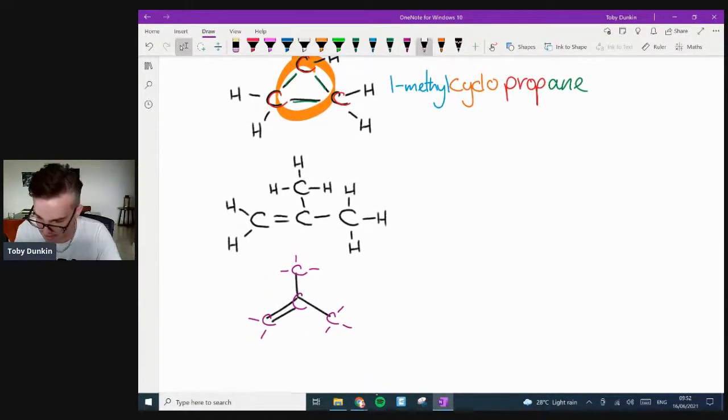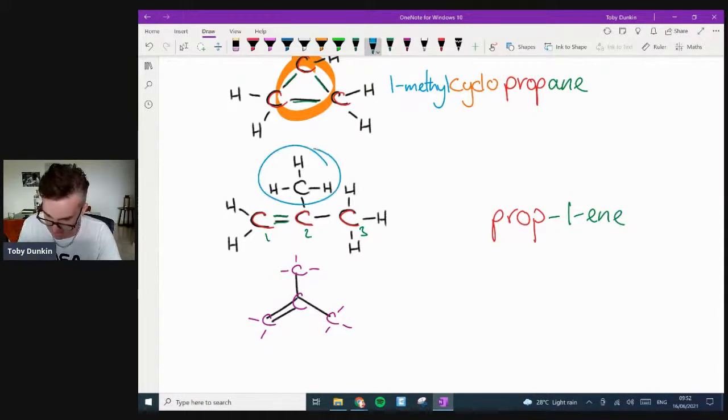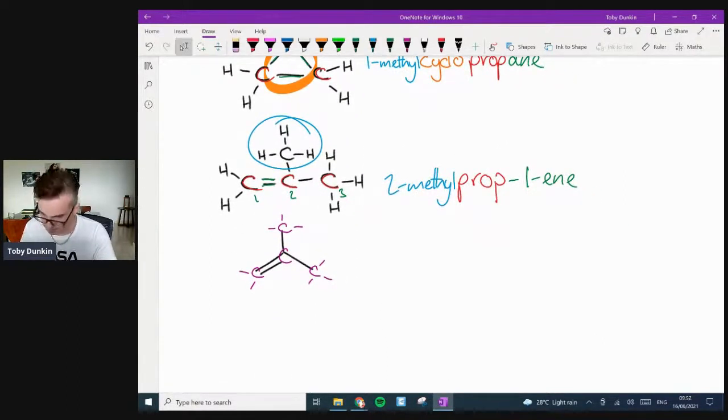Well done. So let's name this one. Step 1 in the process. It contains 3 carbons. It is a prop. The next thing, is it an ane or an ene? It is a 1-ene. So this is prop-1-ene. You don't really need the number, but it's nice to include it. It also has a branch on number 2. 2-methylprop-1-ene. You don't need the 1-ene, but it's nice to have it there. Well done, everybody. You ready for your next one?